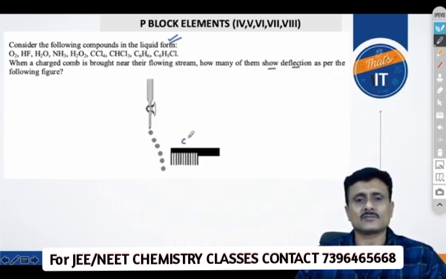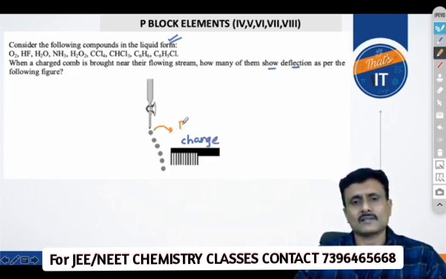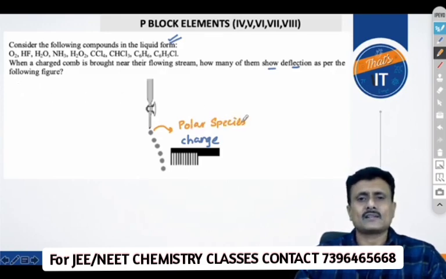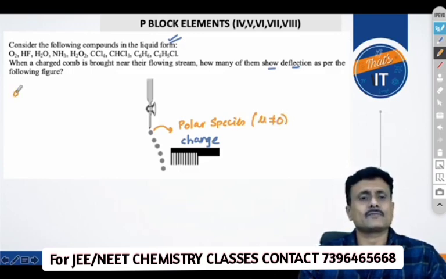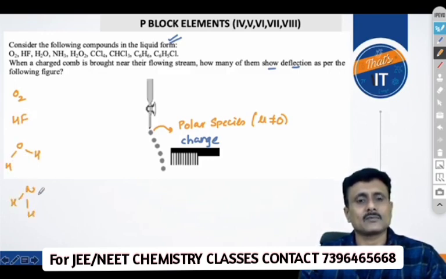You know that this leads to what? The charge on the comb, and if this drop is getting attracted, that means only the polar species gets attracted. Polarity means net dipole is not equal to 0. Now we can see that you have got few of the species which are being mentioned. You need to draw their shapes so that you can know if there is any cancellation of the dipole.